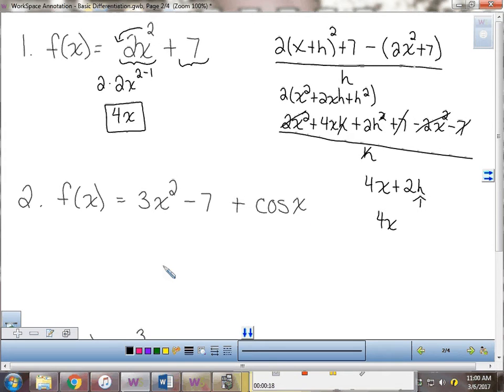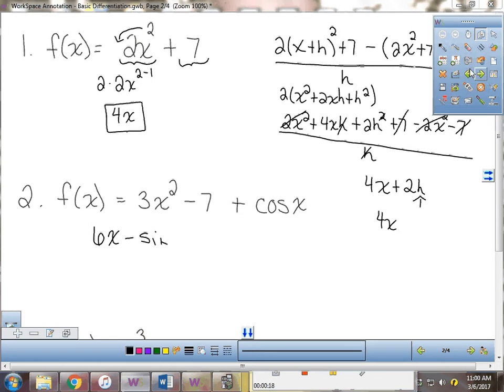So if I'm looking at this next one, I pull the 2 down. 2 times 3 is 6. X to the 2 minus 1 is 1. The derivative of negative 7 is 0. And the derivative of cosine is negative sine. Sorry, y'all, my little pen is not wanting to work. And that is my derivative.